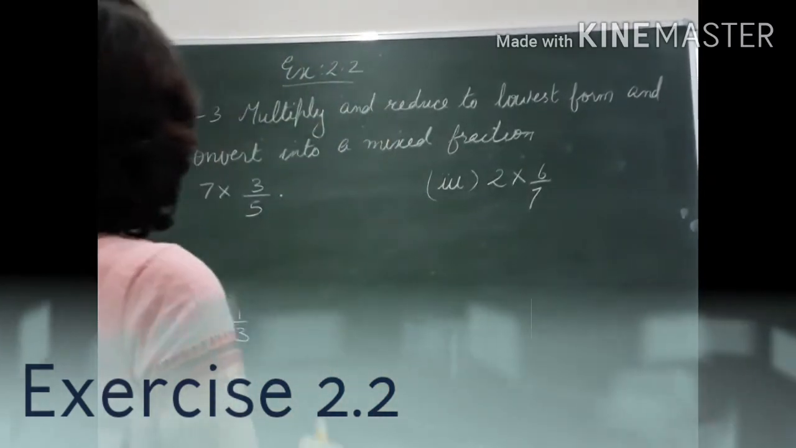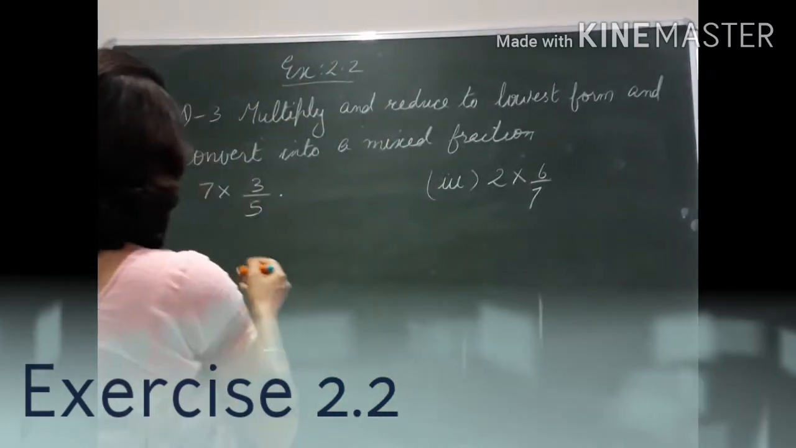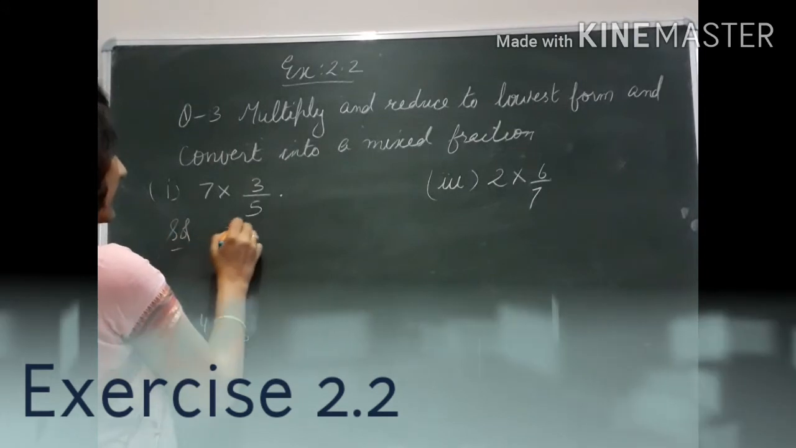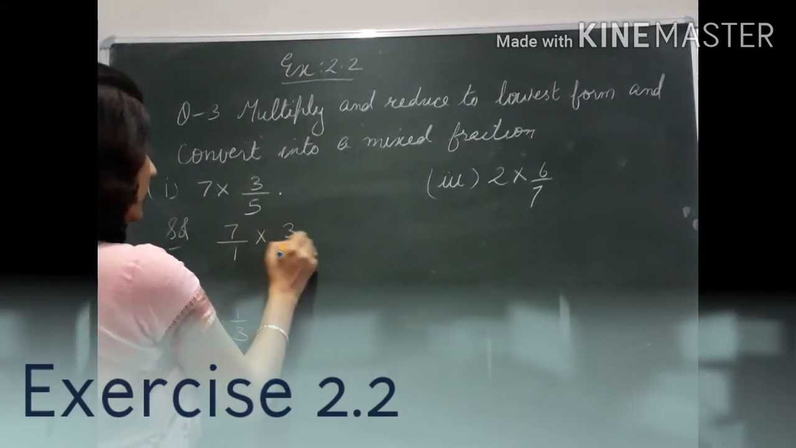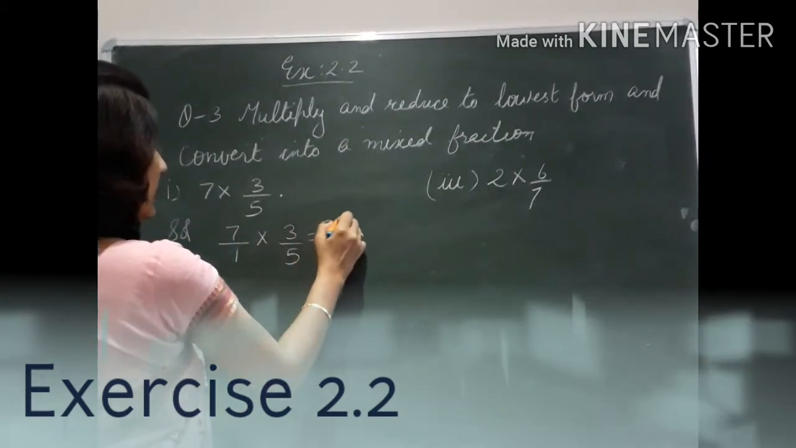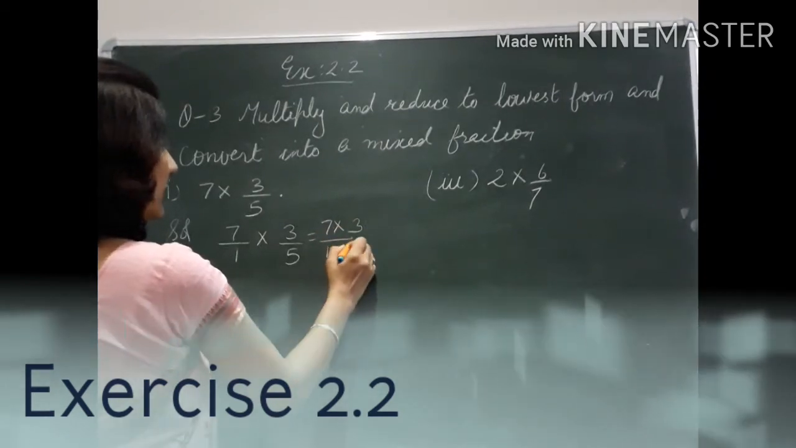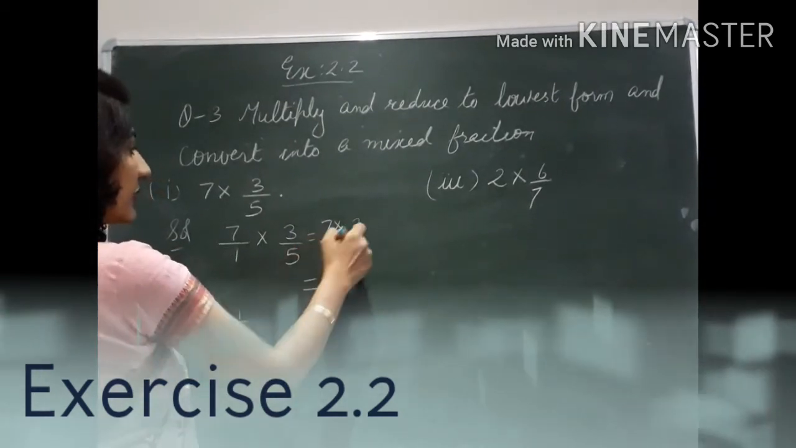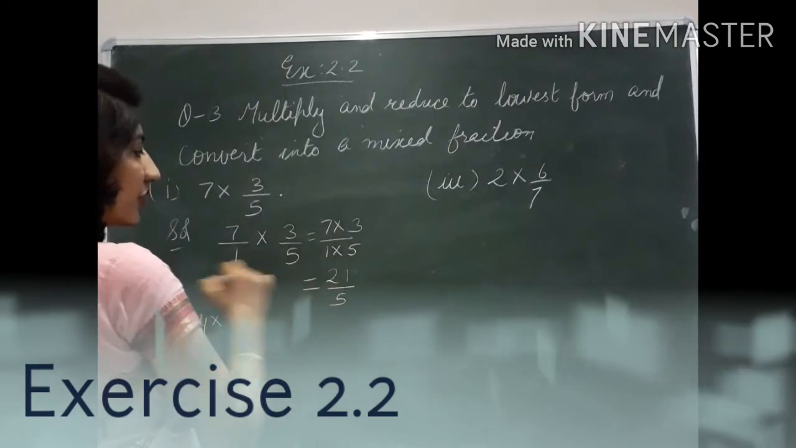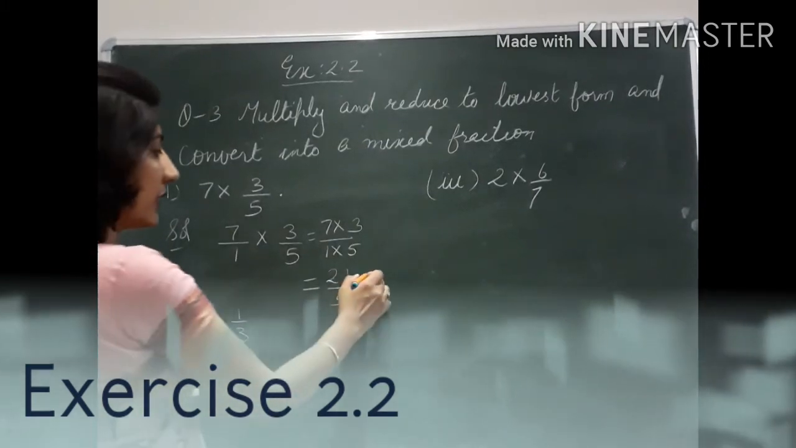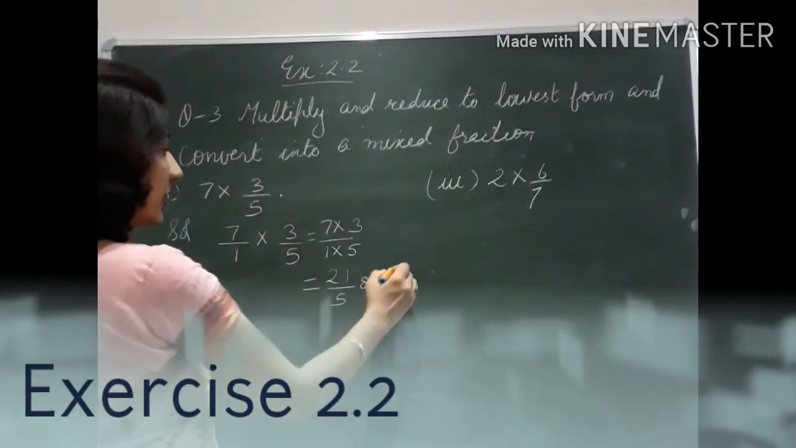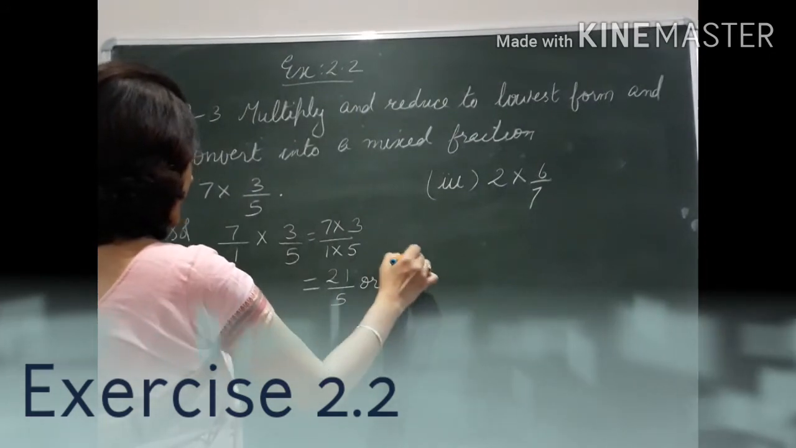The first part is 7 multiplied by 3 by 5. So 7 you will write as 7 by 1 into 3 by 5. Numerator multiply by numerator, denominator multiply by denominator. 7 3s are 21, 21 upon 5. It is an improper fraction. Change it to mixed fraction. It will come 4 1 by 5.